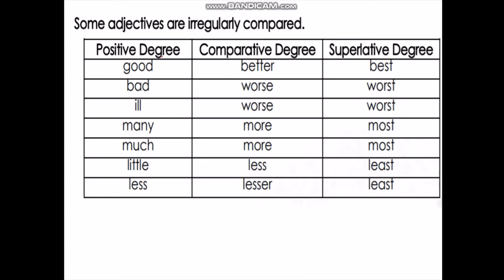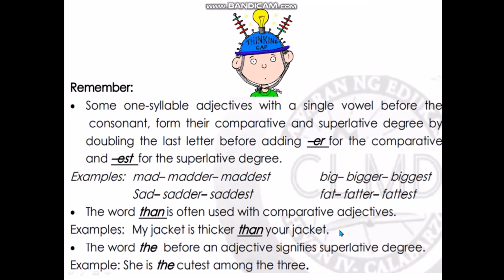For positive degree, many, and then comparative degree, more, and then the superlative would be most. Another one, for the positive degree, we have much, then the comparative degree would be more, and then the superlative degree would be most. And then another one, little for positive degree, and then less for comparative degree, and then least for superlative degree. For the last one, we have less, and then comparative lesser, superlative least.